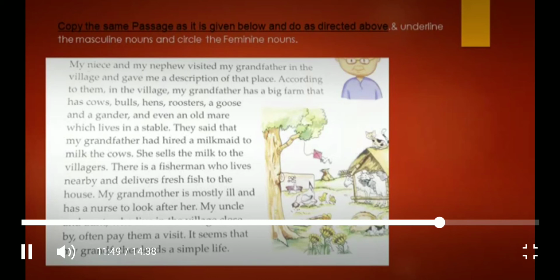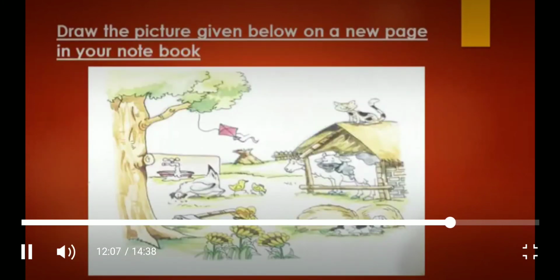Now, what you have to do is just copy the same passage, then underline the masculine nouns and circle the feminine nouns. Then go to a new page, draw this picture neatly on a new page and color it. I know you all are very fond of drawing. So draw this picture and color it as you like. Children, I hope you will enjoy the activity.